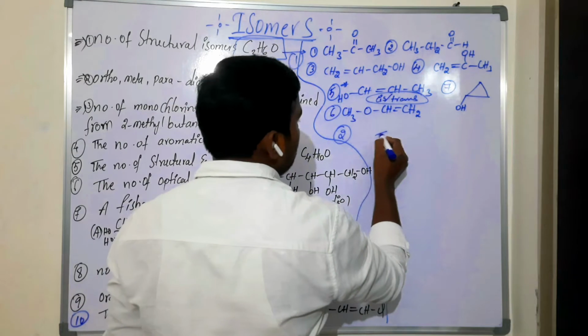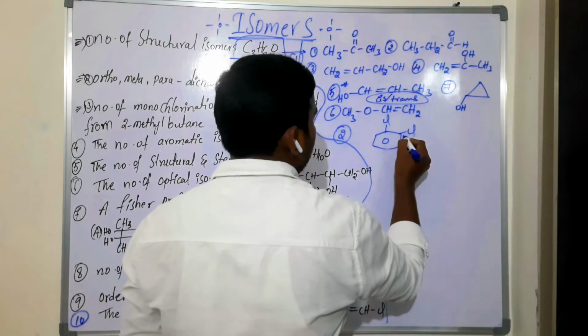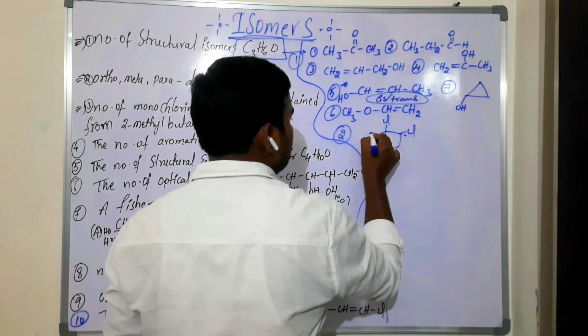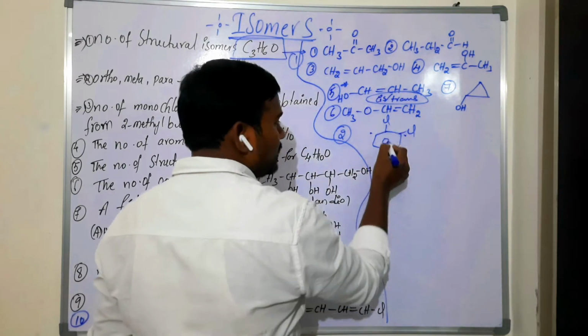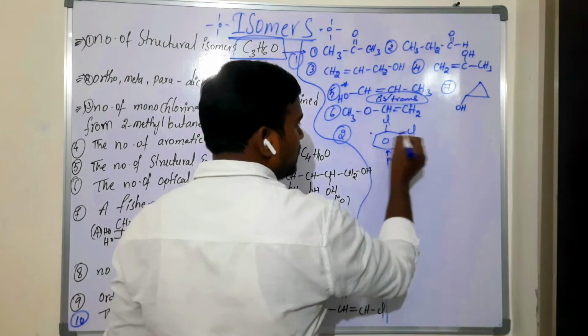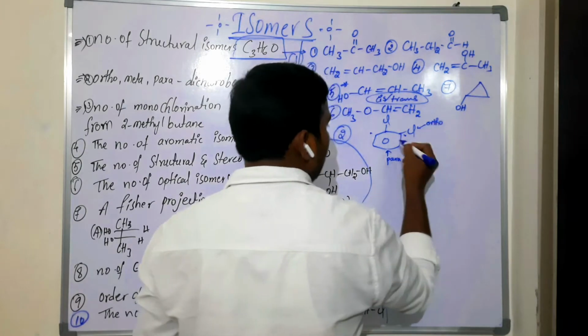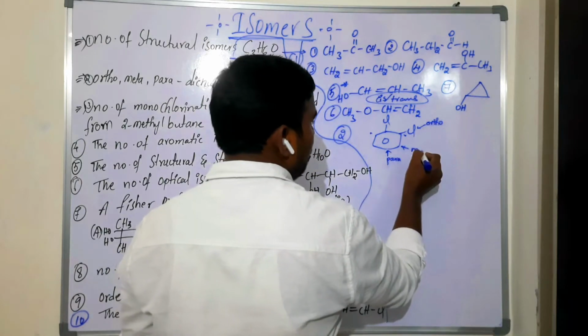Now next, the second question: ortho, para, meta dichlorobenzene. Here it is ortho-dichlorobenzene. This position is called the ortho position, and this position is also called ortho. The exactly opposite side is para. So adjacent to the substituent is ortho. In between ortho and para, wherever the substituent is, it is called meta.